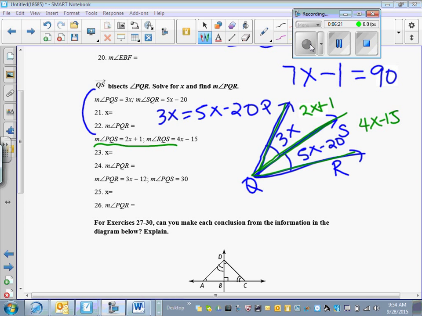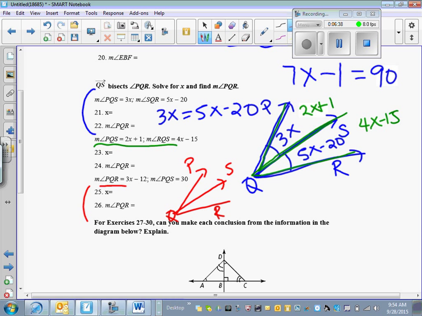All right, number 24, no, 25 and 26. This one is a little bit different, so I'll just redraw it here. P, Q, R, and QS is the bisector. So PQR, the whole thing, is given to be 3x minus 12. PQS is 30. You know it's a bisector, so this has to be 30. So combined, it should equal 60. So to solve for this one, you do 60 equals 3x minus 12. And you just solve for x.